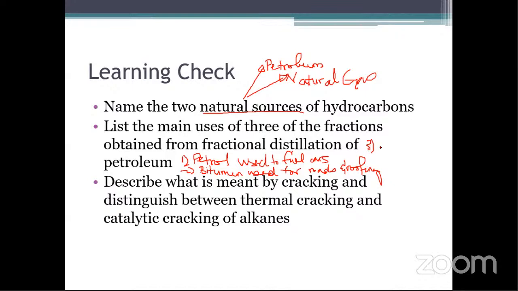A third use of a fraction. Kerosene is used in aircrafts. Very good. Kerosene, which is used for jet fuel, right?